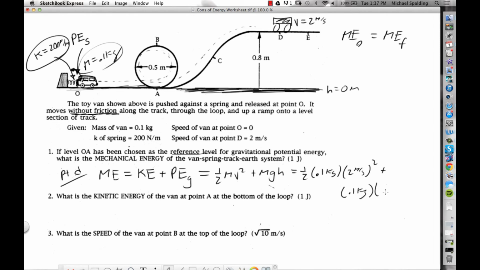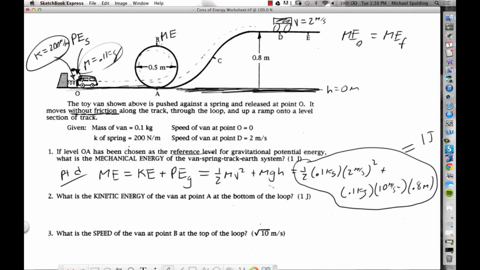Oh, use gravity is 10. Guys, I forgot to mention that. Use gravity is 10. Then h is 0.8. Okay? You add this all up. Punch this into your calculator. All of this equals 1 joule, which is the answer. That make sense? So just check it out here. What's going to be the mechanical energy total at point B? 1 joule. At point A? 1 joule. At point C? 1 joule, because there's no friction, right?